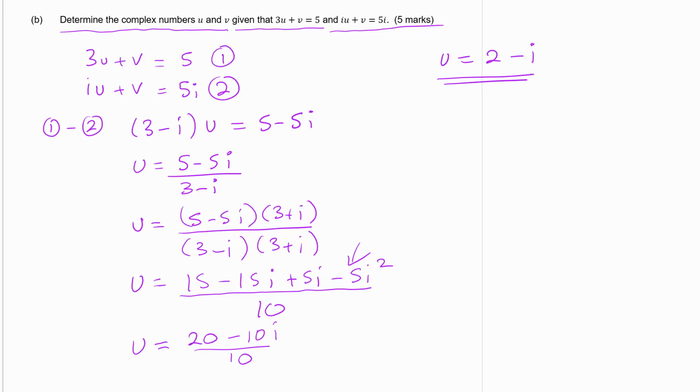I'm going to substitute that back into number 1, and then I get 3 times 2 minus i, plus v is equal to 5. So 6 take away 3i, plus v is equal to 5, and therefore v is going to be negative 1 plus 3i.